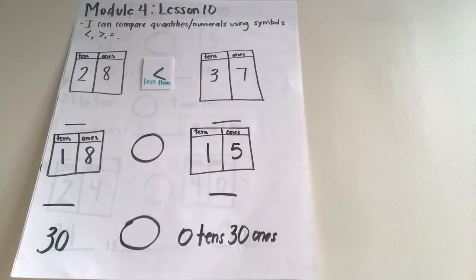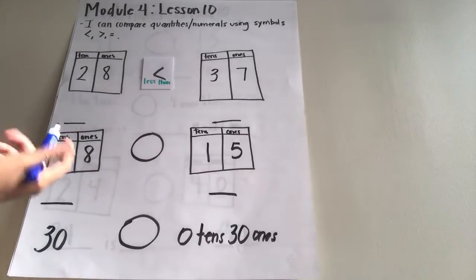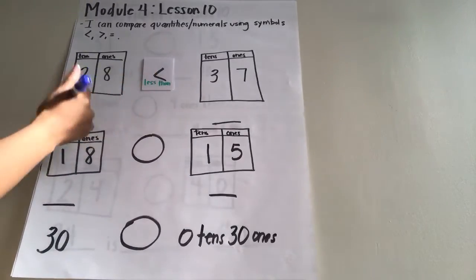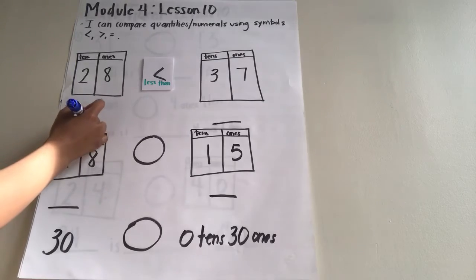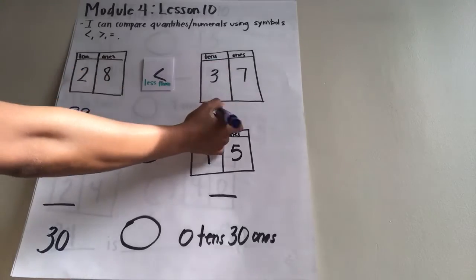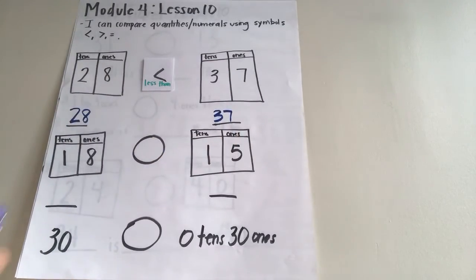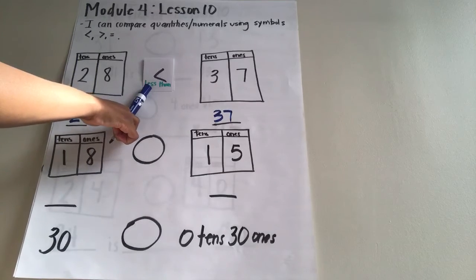This symbol is called the less than symbol, because if I read from left to right, this tells me that 2 tens, 8 ones, or 28 is less than 3 tens, 7 ones, or 37. So this symbol here we call our less than symbol.